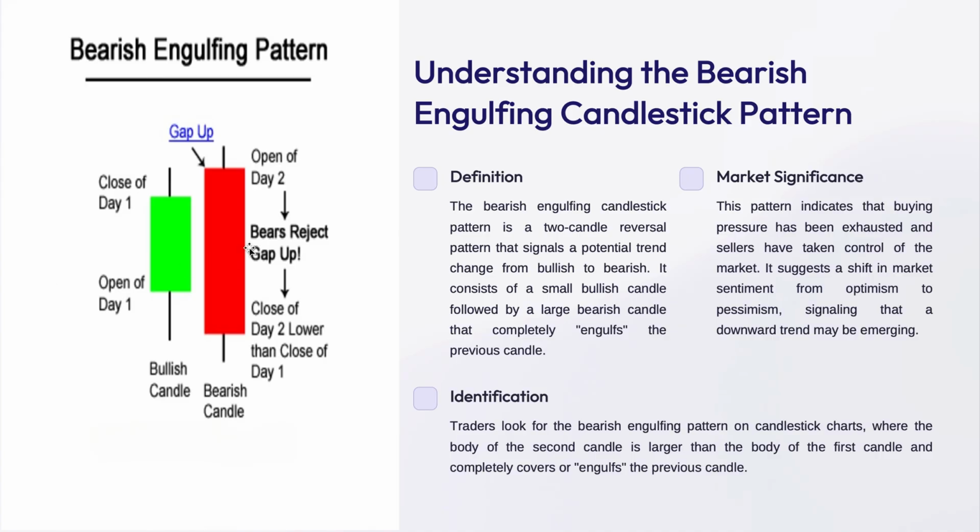Bearish engulfing pattern is this one. The definition is simple. It has to have two candles. I will read it out so it will be very easy. The bearish engulfing candlestick pattern is a two candle reversal pattern that signals a potential trend change from bullish to bearish. It consists of a small bullish candle followed by a large bearish candle that completely engulfs the previous candle.